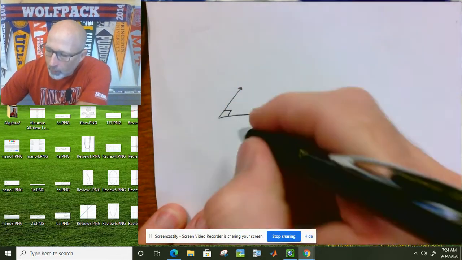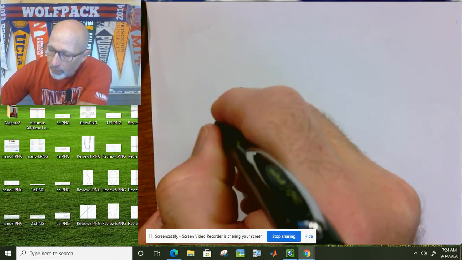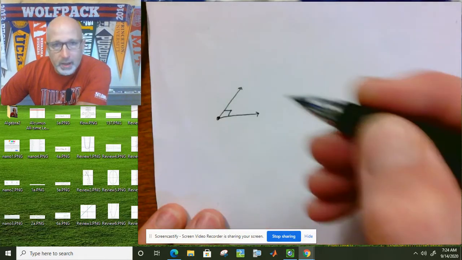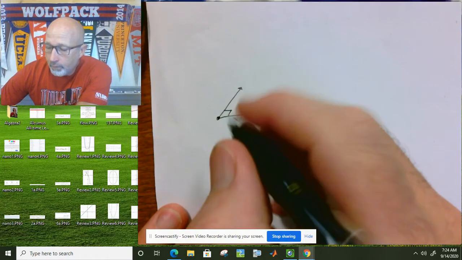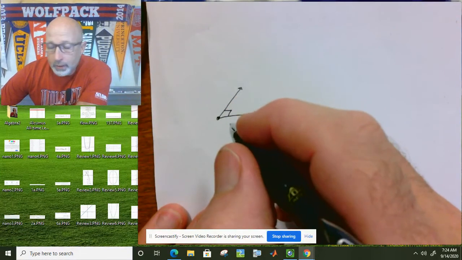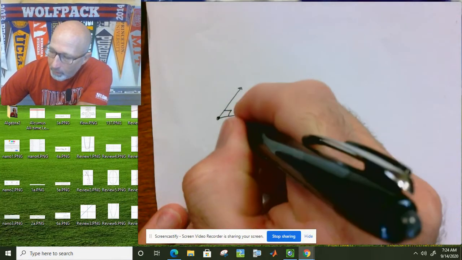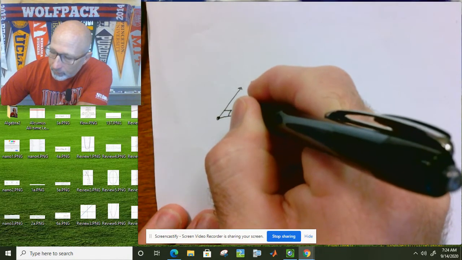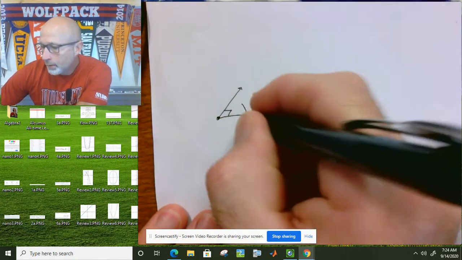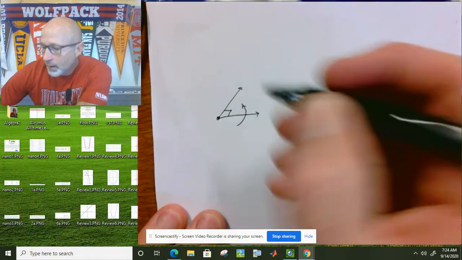What I'm going to do is deal with this as my sun. Remember, that's going to be one of the foci of the ellipse that it travels, and then the path of the object is going to go something like this. So it's going to travel like this, and it's going to go around.